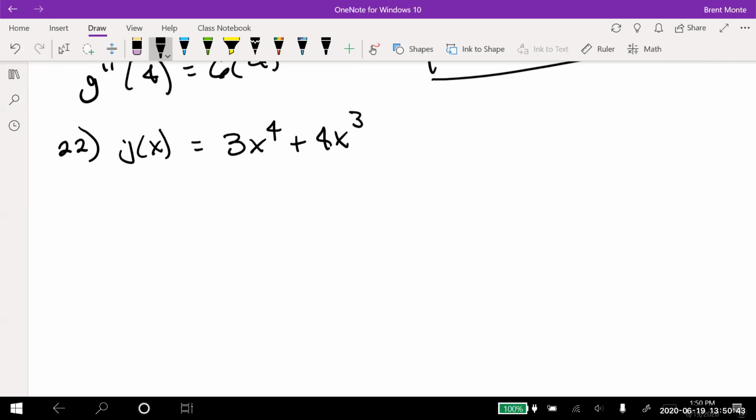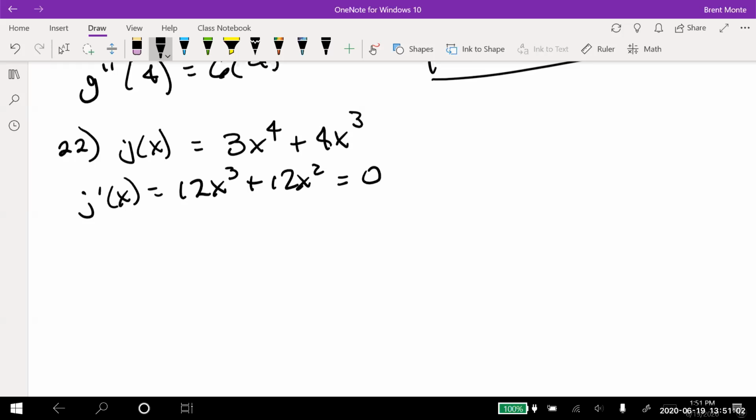All right, again, we'll look for concavity, we'll look for any inflection points, and we'll look for any relative extrema. So as always, start with the first derivative, 12x to the third plus 12x squared. Set it equal to 0.